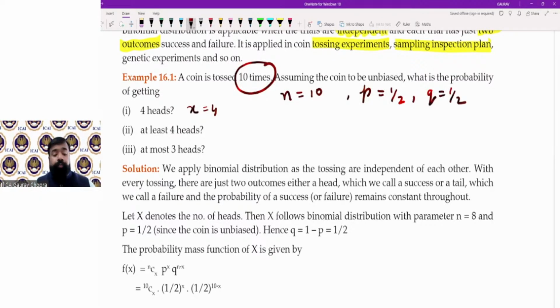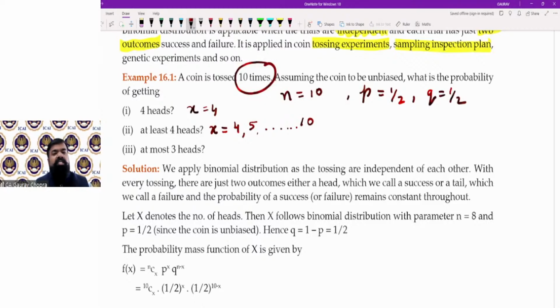If it is at least 4 heads, then how you will solve? Now, at least 4 heads, that means X will be 4 or more than 4. So 4, 5, 6, 7, and so on, up to 10. So X can go up to n. It cannot exceed more than 10. Because if we are tossing 10 coins, we cannot get 11 heads. Okay, so maximum number of heads will be 10. So X will be from 4 to 10.